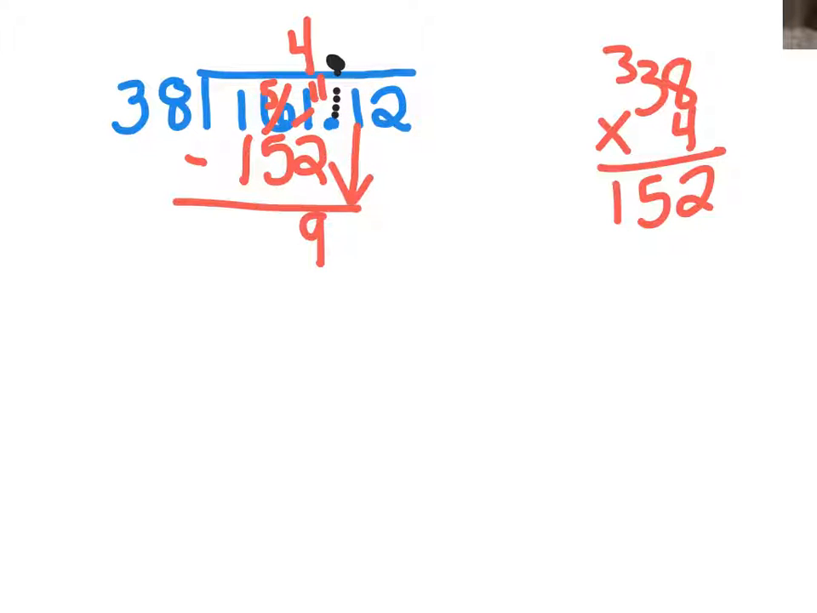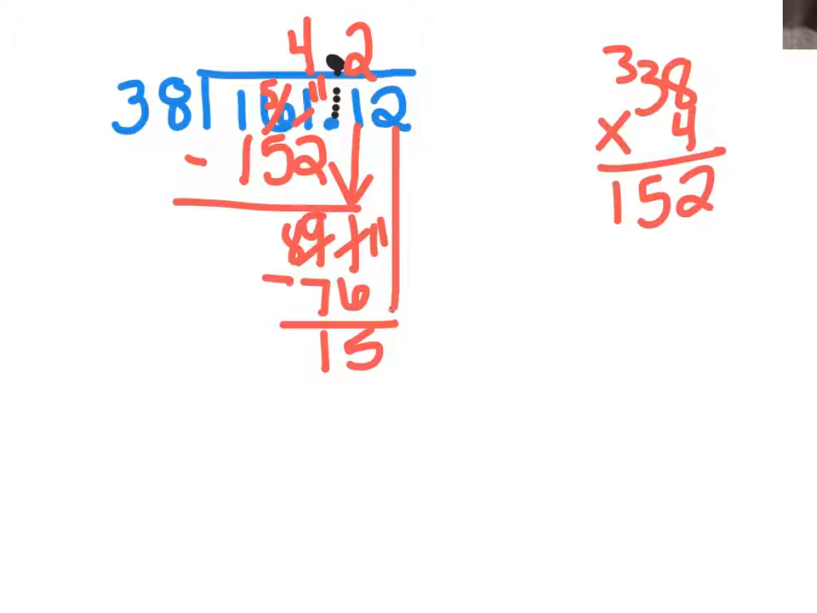And now 38 will divide 91 because I bring down the 1. 38 is going to be able to go into 91 2 times. 2 times 38 will be 76. If I subtract, I end up with 15. Now 38 cannot divide 15, so we have to bring down that 2.